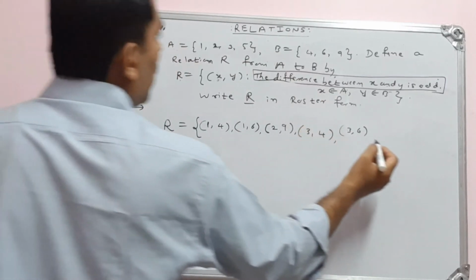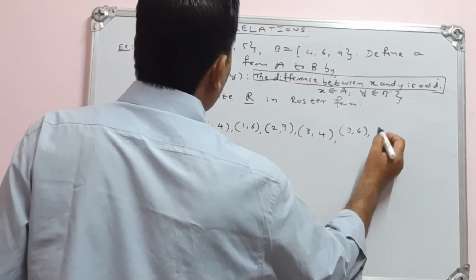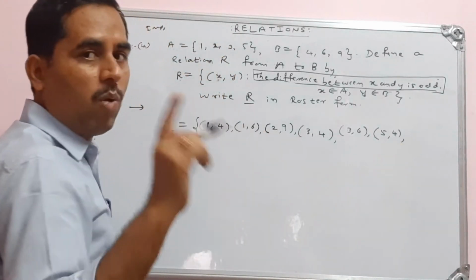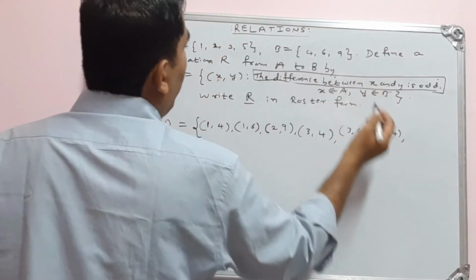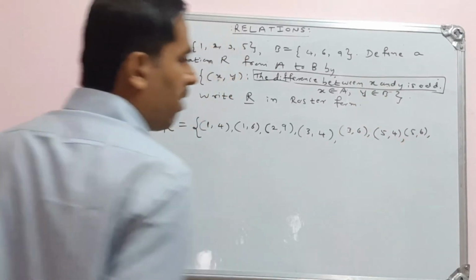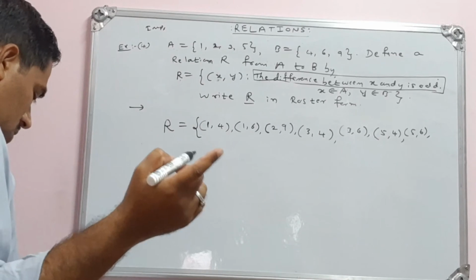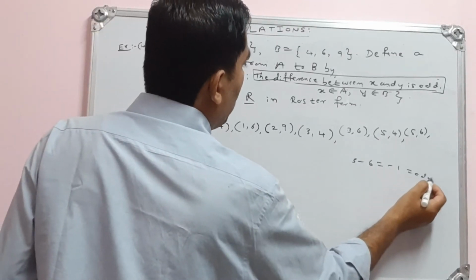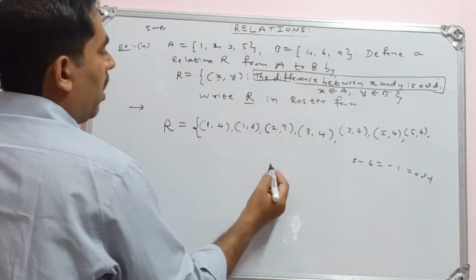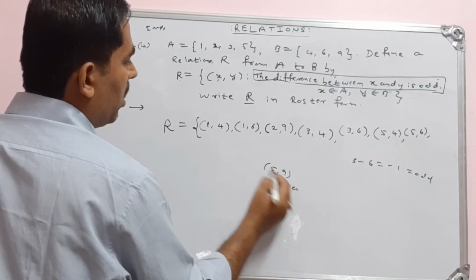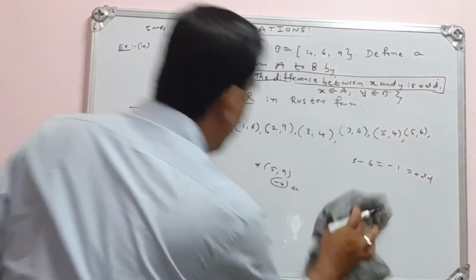After 3 6, 3 9, we begin with 5. See 5 4. I can write 5 4, because 5 minus 4 is 1, so that is odd. Then after 5 4, I can write 5 6. See, 5 minus 6 is minus 1, that is odd. Then can I write 5 9? See, 5 minus 9, that will be what? Minus 4. This is even, so I cannot write this. So only these pairs.